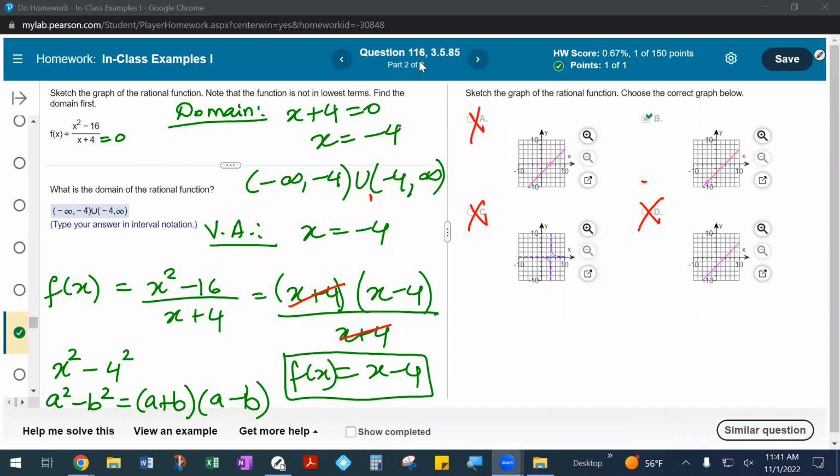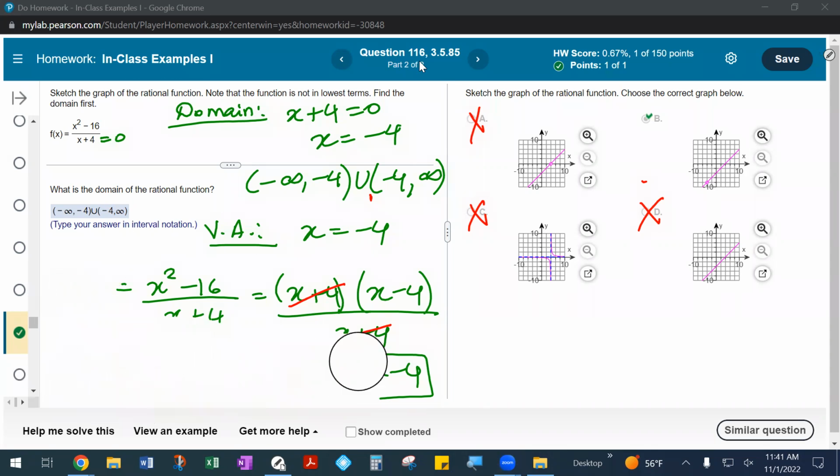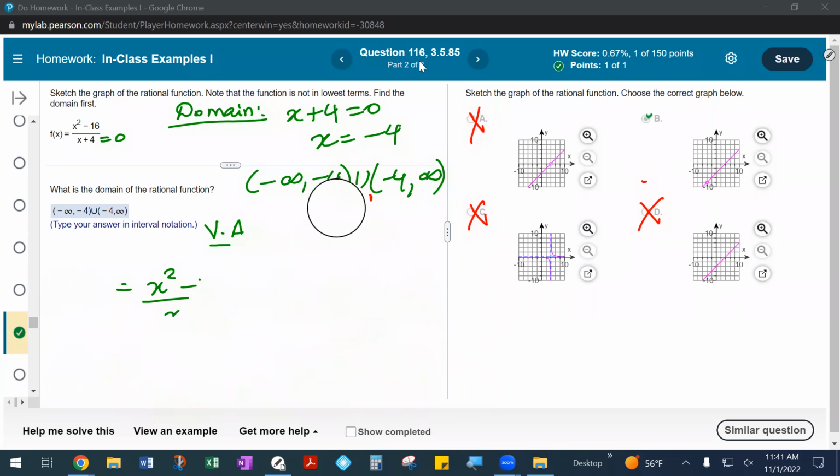Questions on this one, guys? So you can see we didn't really even have to go and graph the function on a graphing calculator, because you had enough information that you could use process of elimination to find out what your graph is. Okay, let's take a look at another example here.